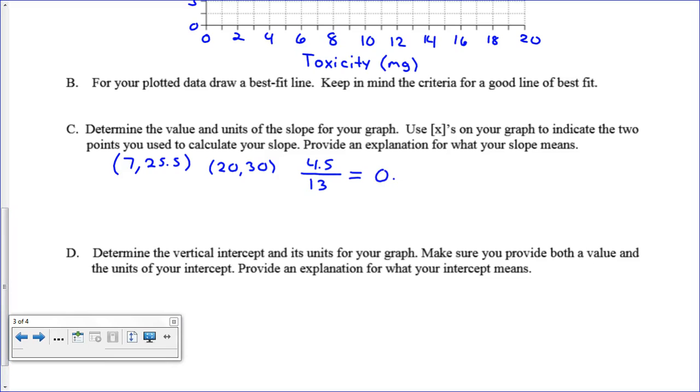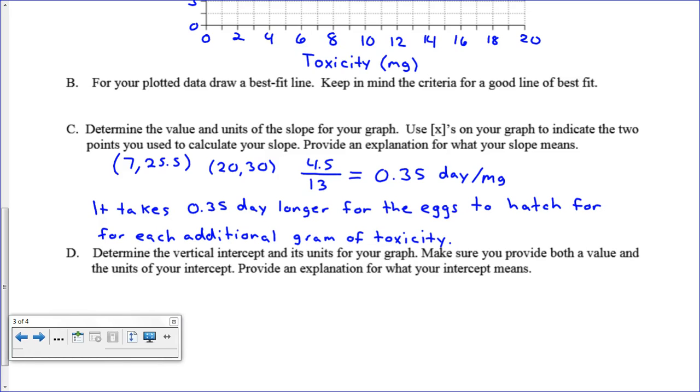I get 0.35. And then y units over x units, that is days per milligram. All right, and a good interpretation for this, 0.35 days per milligram, what this says is for every increase in 1 milligram that we have of toxicity, we have an additional 0.35 days of hatching time.